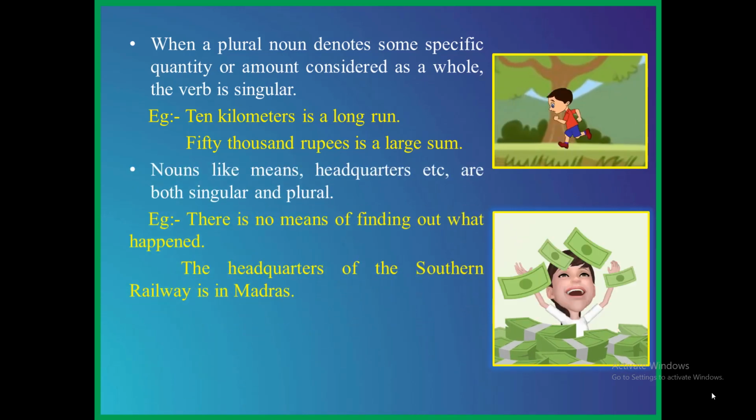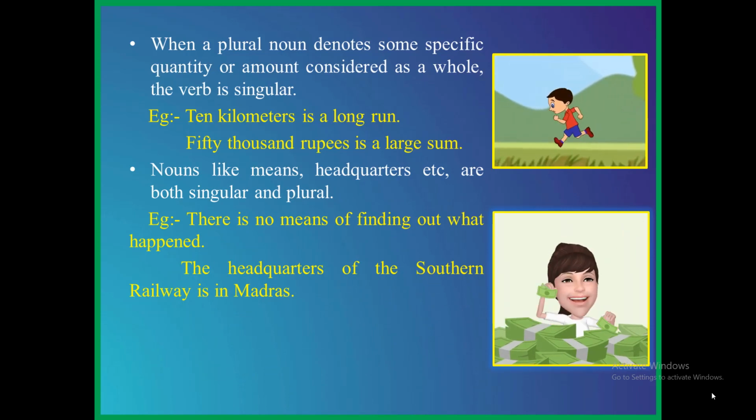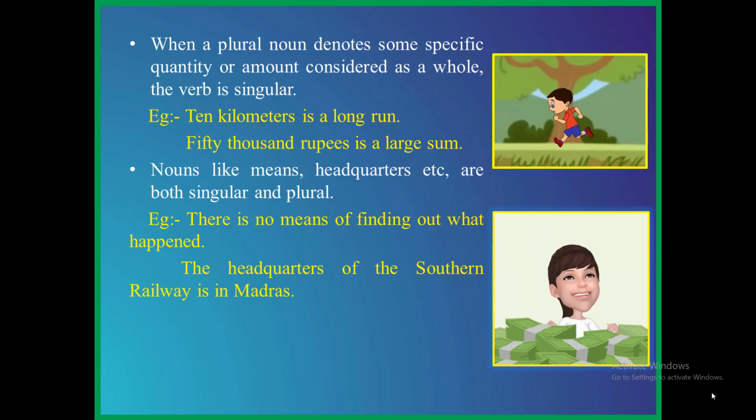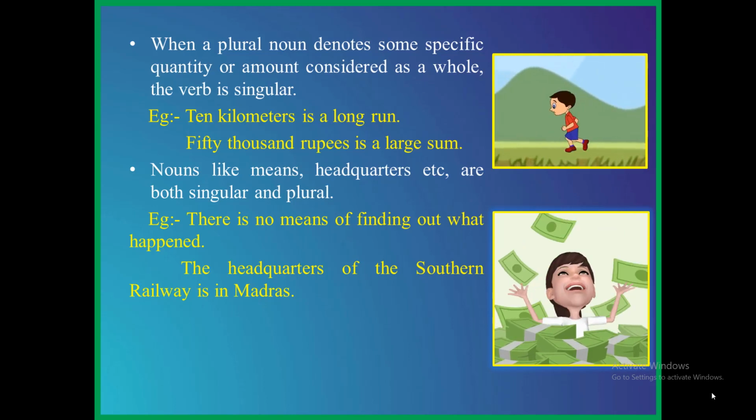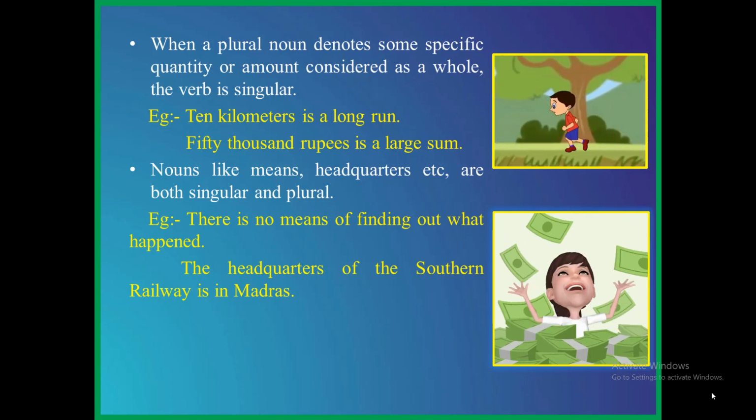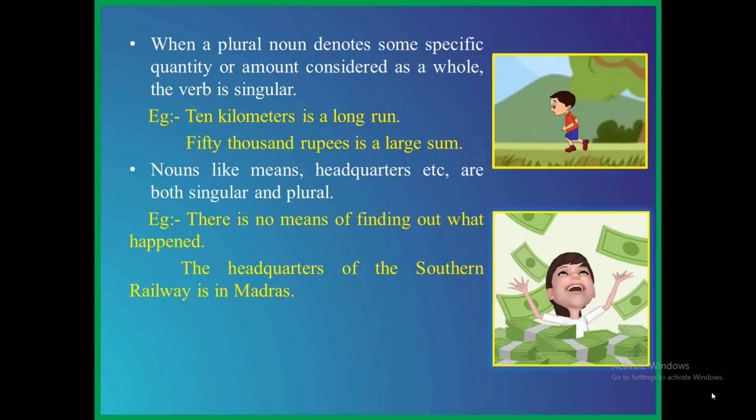Next rule, nouns like means, headquarters, etc. are both singular and plural. So there are certain words which may be singular and plural at the same time. By then, students, you are supposed to use only the singular verb. If certain words are confusing, meaning they may be singular and plural, and you are framing a sentence using these words, students, you are supposed to use only a singular verb. Just look into the example.